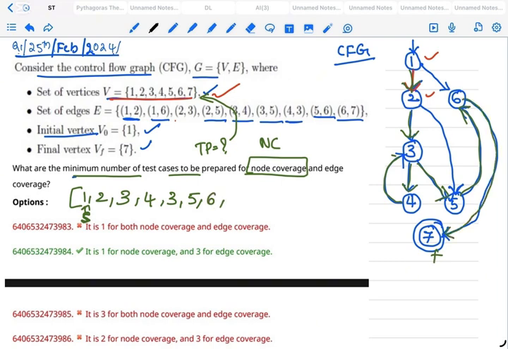Okay, it covers all the nodes, right? It covers all the nodes, and this is the final vertex. So is this test path valid? Yes.